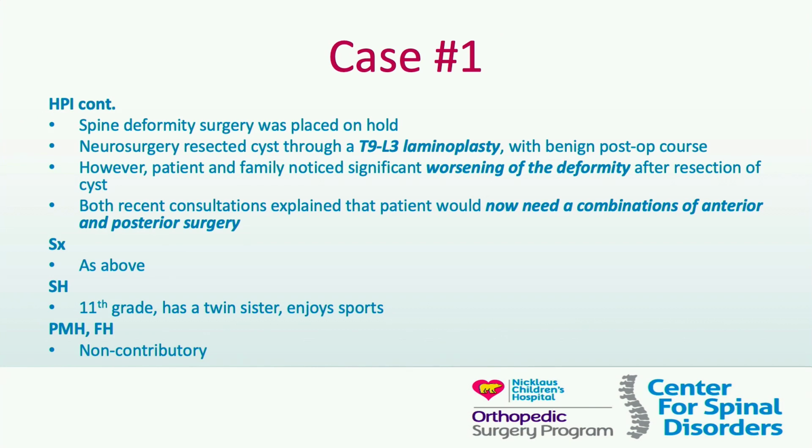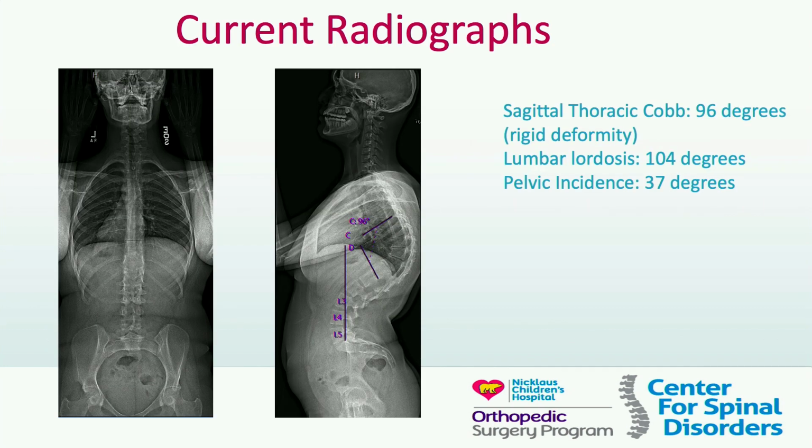And at that time, the deformity surgery was put on hold, and neurosurgery took over, and they resected that cyst through a T9 to L3 laminoplasty. However, subsequent to that, the postoperative course was not pertinent, except for a worsening kyphotic deformity. As that deformity got worse, she went back to those surgeons and asked, how do I correct this? They said things have changed a little bit, because we can no longer do this posteriorly, but now need an anterior-posterior procedure because of the distorted anatomy and the rigid deformity. So she was a little disappointed by that.